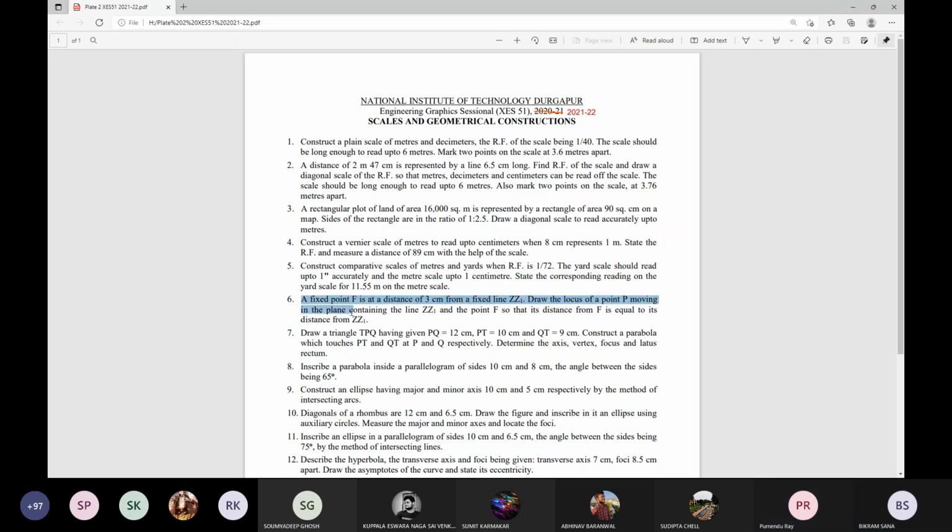No, no. Circle means the moving point is always at a fixed distance from a fixed point. But here you have a parabola, because a fixed point F is different from this fixed point, and a fixed line Z1. Parabola, no? Okay. Then it can be done.